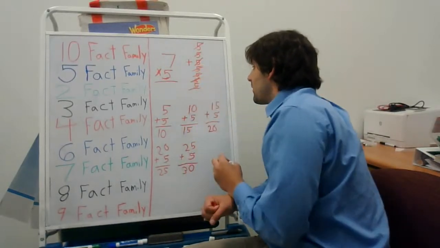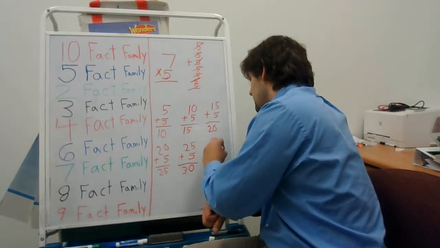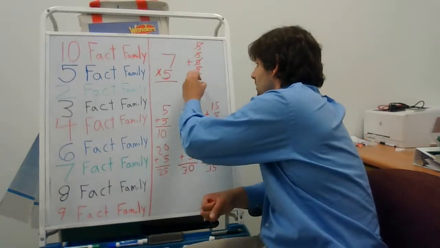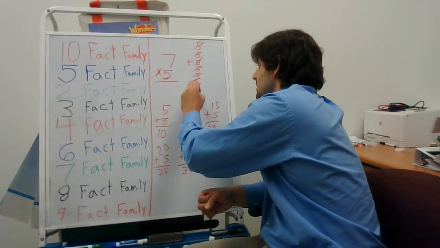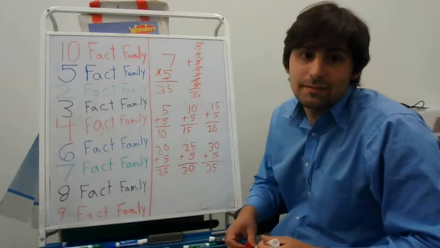So now I just added the number 5 6 times. 30 plus 5 equals 35. So now I just added the number 5 7 times. So 7 times 5 is 35.